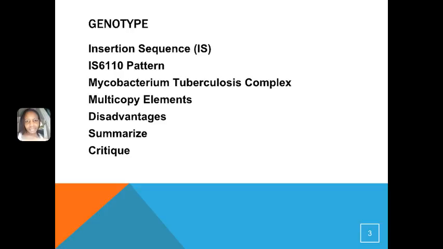Part of the IS family is IS6110, which was found to be inserted only in the genomes of the Mycobacterium tuberculosis complex. IS insertion elements are found exclusively within the genome of the Mycobacterium tuberculosis complex. Because of this, it has become a great diagnostic tool.